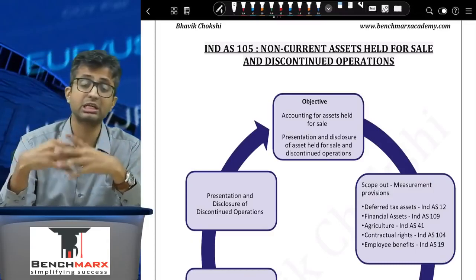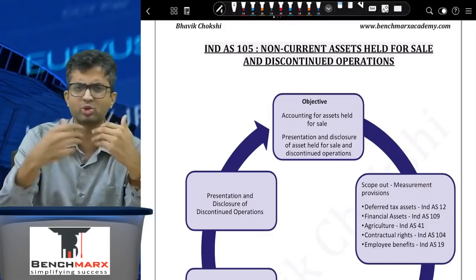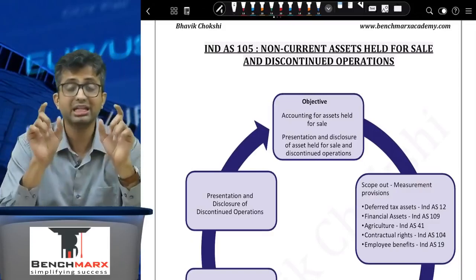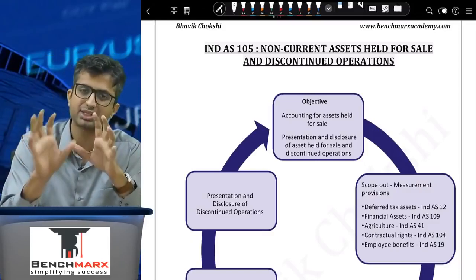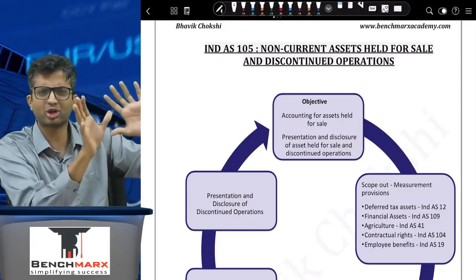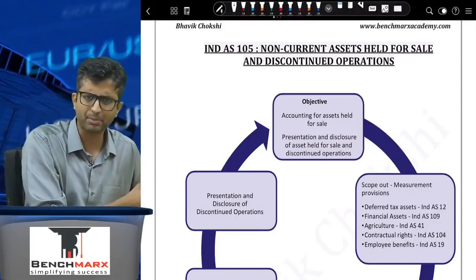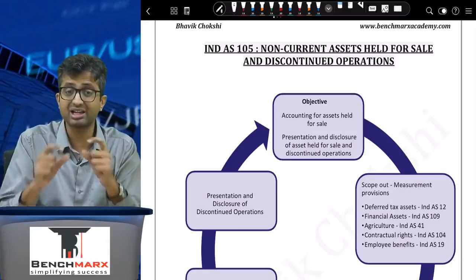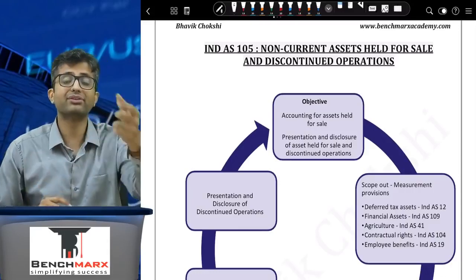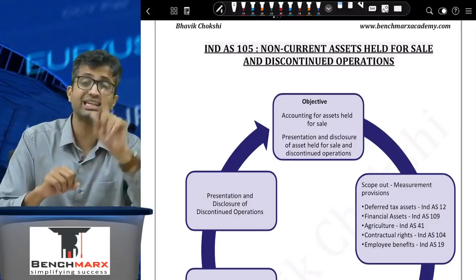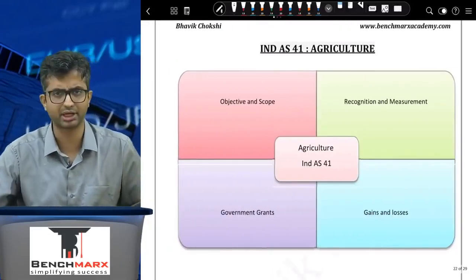In case there is a disposal group, the principles of cash generating unit largely apply to be the same. In case there is a discontinued operation, in which case again it is like a disposal group, so your write-off of assets and liabilities is going to happen like a disposal group, just that the profit or loss from a discontinued operation has to be recorded separately in the income statement. You need to remember that.